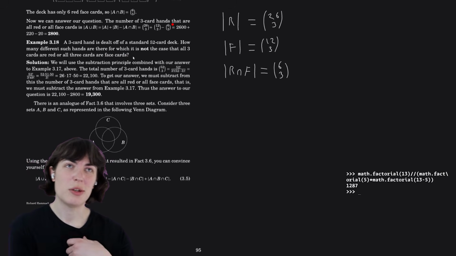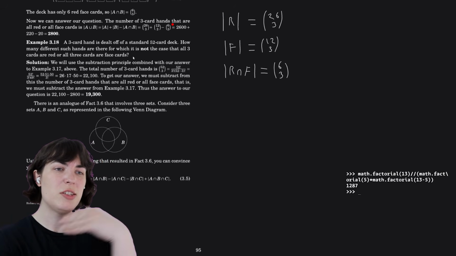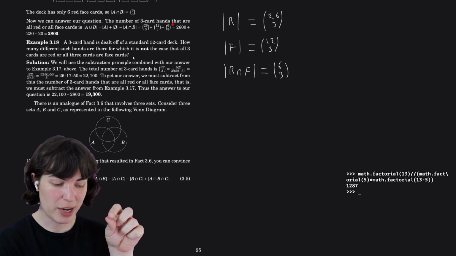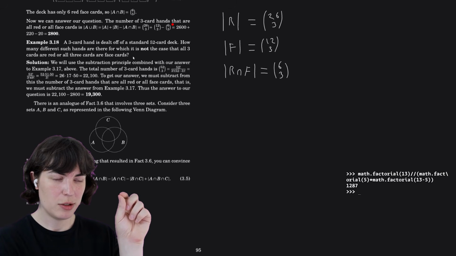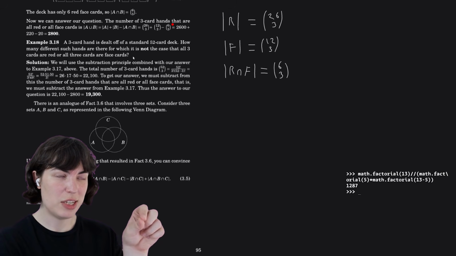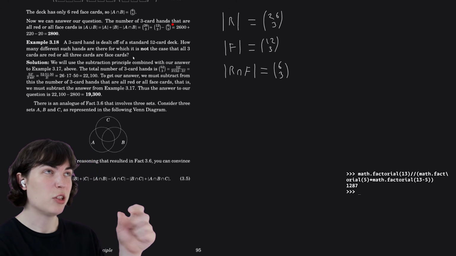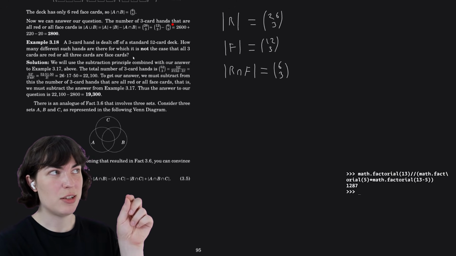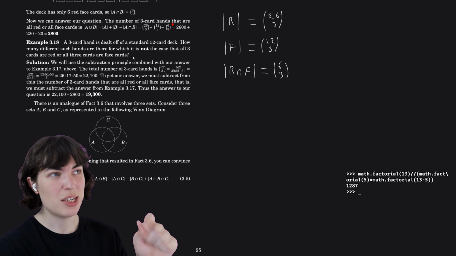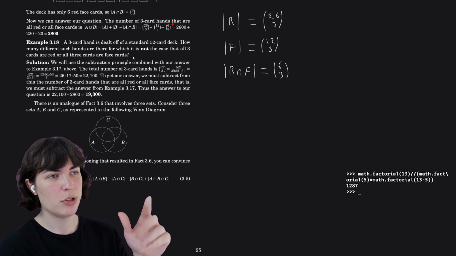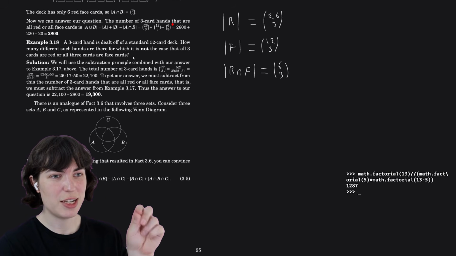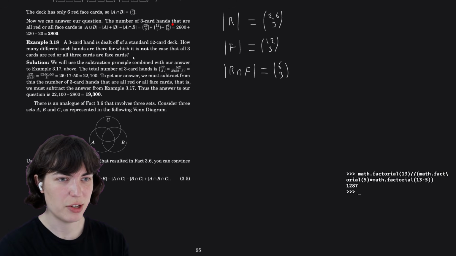Right, so the problem here is if we end up trying to compute separately the number of hands that are all red and the number of hands that are all face cards, and then subtract those and then add those together or something, then we're going to end up double counting, because there'll be some hands which are both red and face cards. Interesting. Okay.